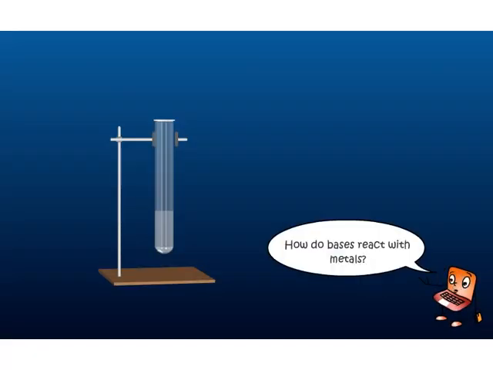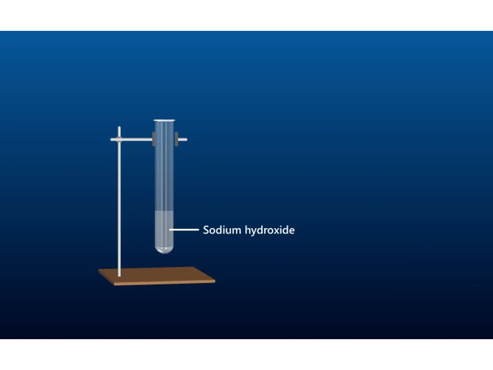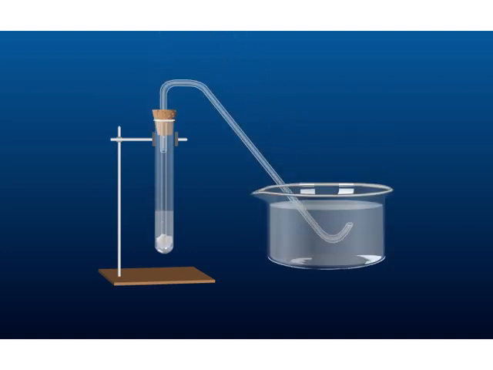Now, how do bases react with metals? Take about 2 ml of sodium hydroxide in a test tube. Add a few pieces of zinc granules to it. Pass the gas being evolved through the soap solution. Take a matchstick near a gas-filled bubble.